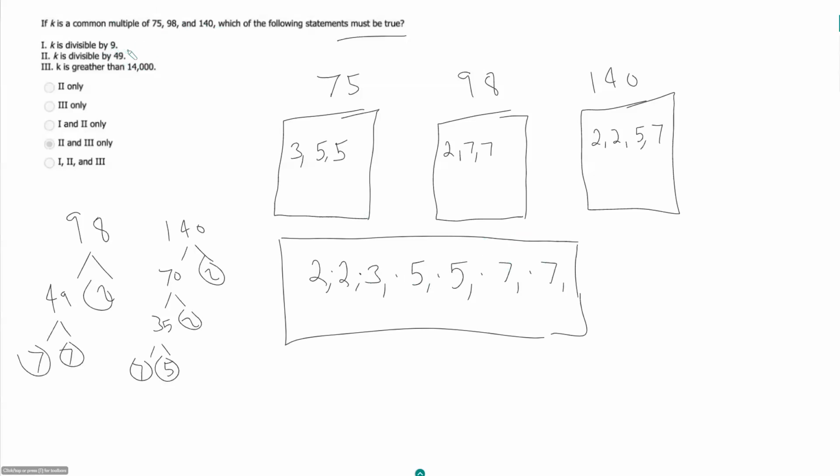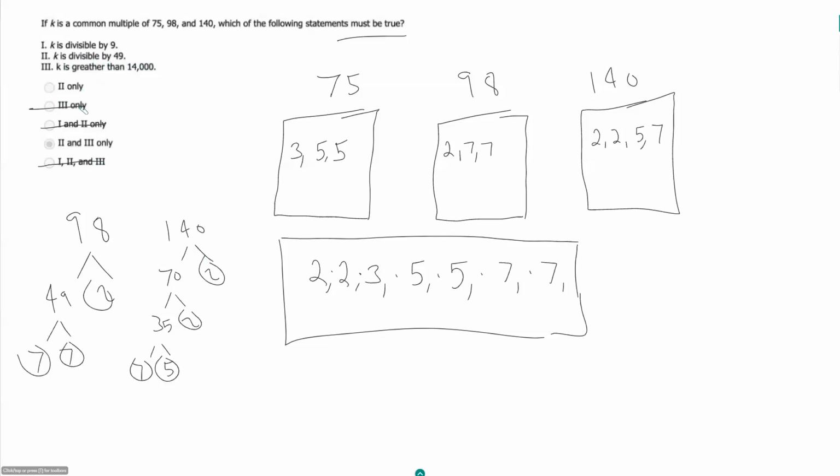K is divisible by 9. To be divisible by 9, you need to contain 2 3s. Here we only have 1 3, so k does not have to be divisible by 9. So anything with a 1 can be eliminated: C and E. K is divisible by 49. If it's divisible by 49, it's going to contain 2 7s, which we have. So all of our multiples will contain 2 7s, and therefore they're all going to be multiples of 49. So 2 has to be true. So based on that, B can be eliminated.